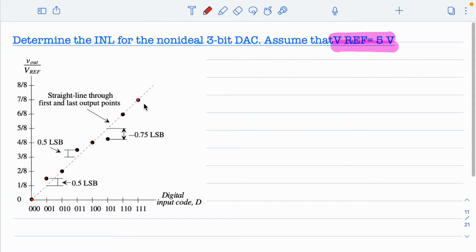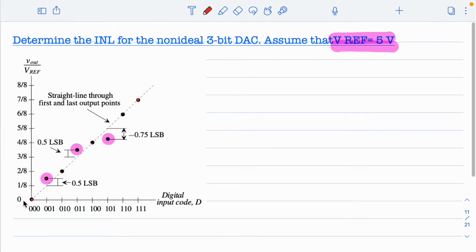Now after drawing the straight line, you will come to know which are the points which are away from the reference line. Here we can see that for three digital input codes, the output values are not falling on the straight line drawn through the first and last point, right? In that case, we need to find the INL for that specific case. And in this example, the INL values are directly given, right?